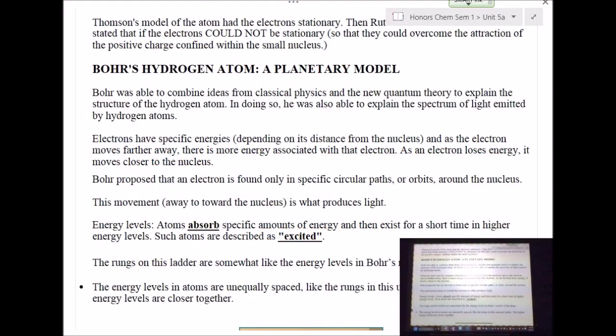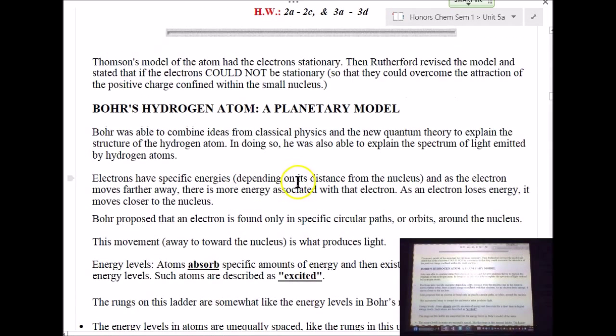All right, Thompson's model we talked about a while back before fall break. We talked about Thompson's model, Rutherford's model. And the homework tonight, just to put this up here, the 2s and the 3s.